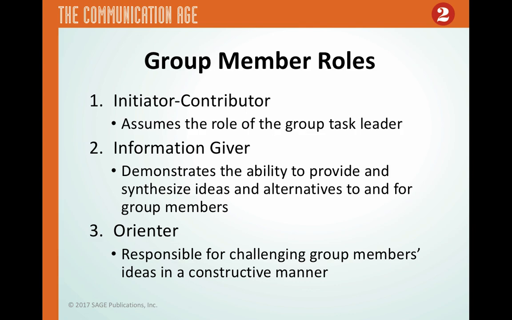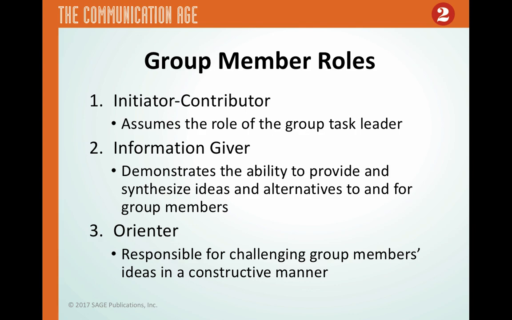There's an information giver role that often develops, and this demonstrates the ability to provide and synthesize ideas and alternatives to and for group members. This is where your group might be in a position where they've all got a bunch of different ideas and they can't come to any kind of conclusion. An information giver is the type of person that can say, okay, I see the good parts of your idea, and I see the good parts of your idea. How can we come together on an agreement with all of this? And let me show you how we can come together on an agreement.